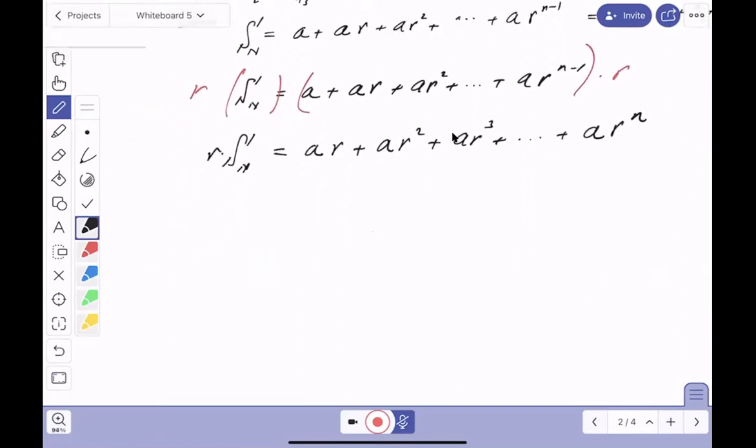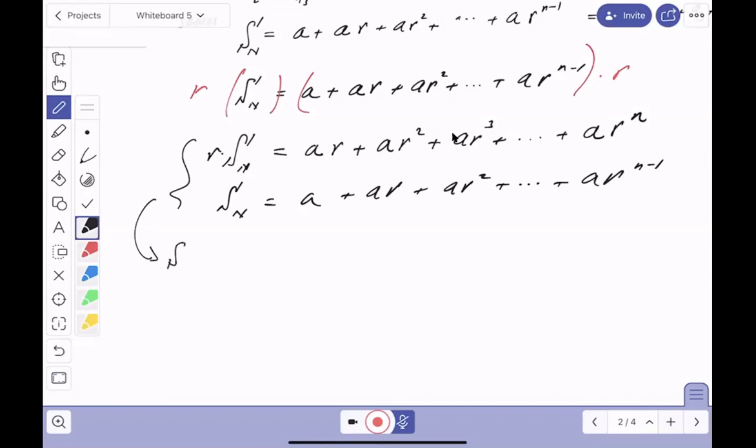Let me write Sn down again for you. It's A plus AR plus AR squared plus yada, yada, yada, up to AR to the n minus 1. I know this is difficult, by the way, but we're going to subtract. There are many ways you can subtract. I'm just going to write Sn minus R times Sn.